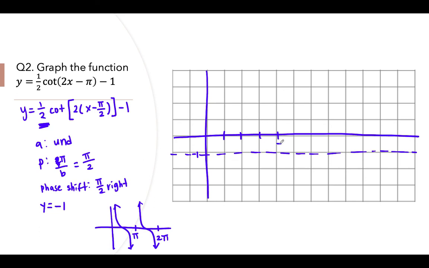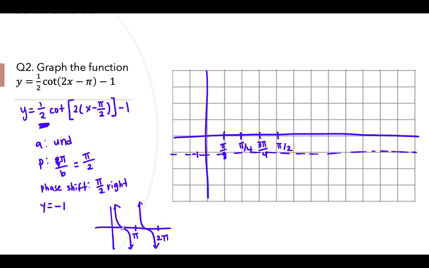So this is pi over 2. And half of pi over 2 is going to be pi over 4. And half of pi over 4 is going to be pi over 8. So it's going to be pi over 8 here. And then three pi over 4. So let's draw the points without a phase shift.